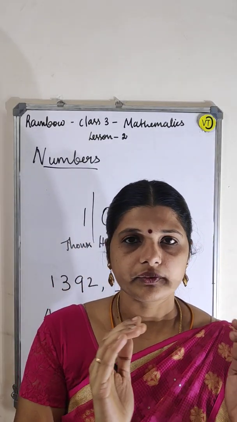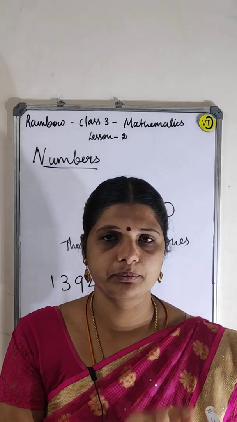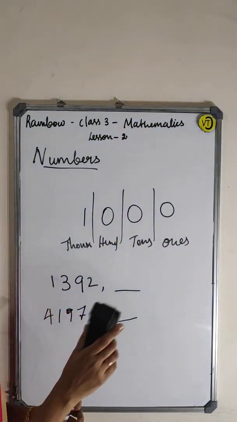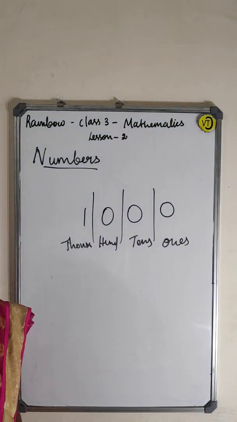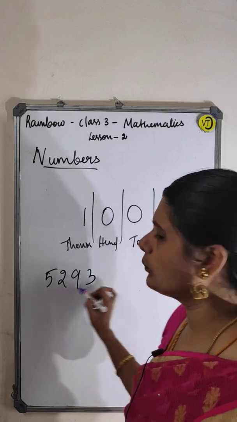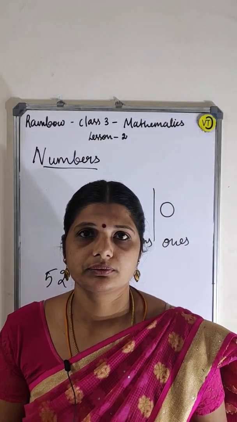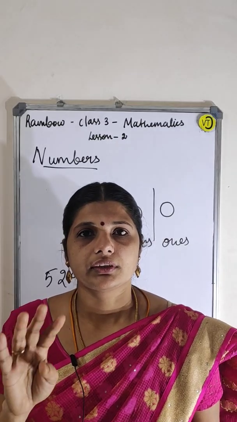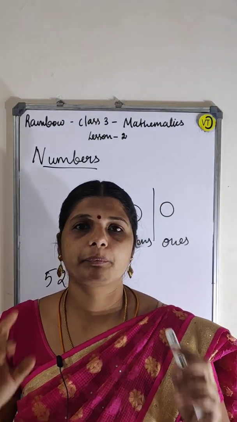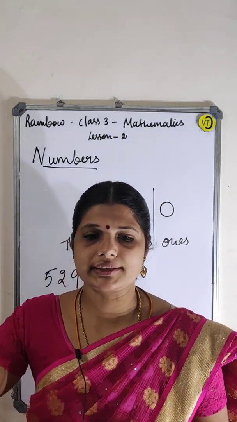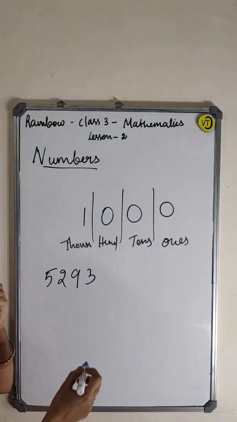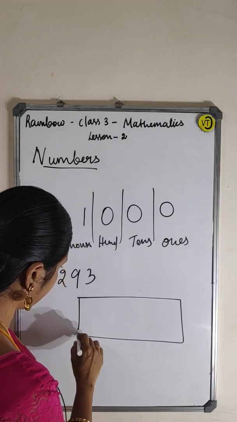Now you know how to write the numbers and how to read the numbers. Now I am going to tell you the place value of thousands. I am taking the 4-digit number 5293. This 4-digit number, first of all I have to place in the place value chart. The place value chart is nothing but ones, tens, hundreds, thousands. So now I am going to write this in the place value chart.